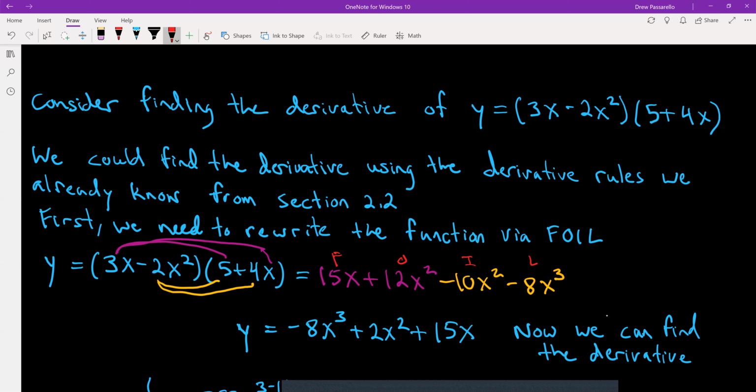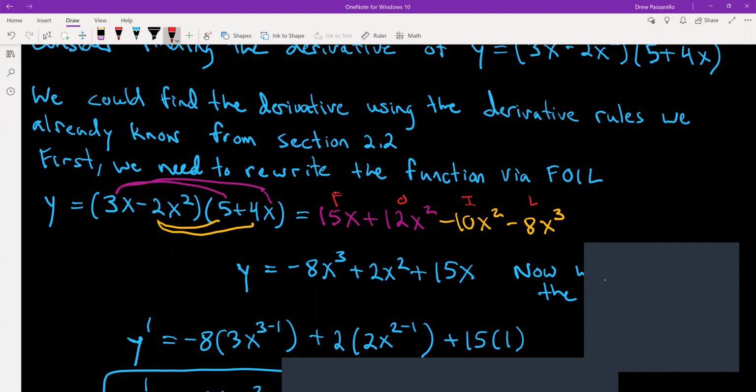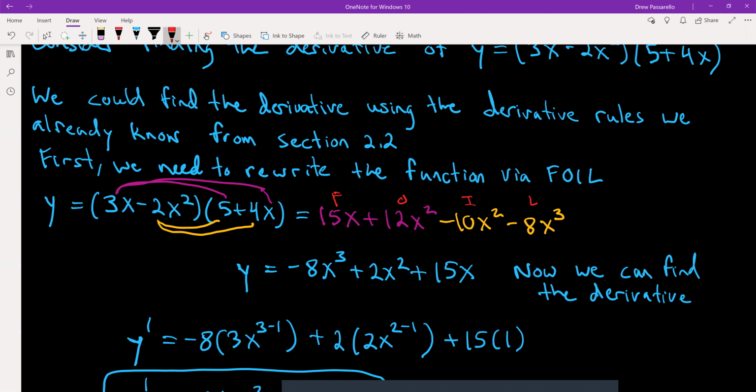All right, so then I rearranged it so that the term with the highest exponent is listed first. So I have the negative x cubed, I list that first, and then the 2x squared was the result of 12x squared minus 10x squared, and then I put the 15x last. That's just how we're used to writing these polynomials, in descending order according to the exponents.